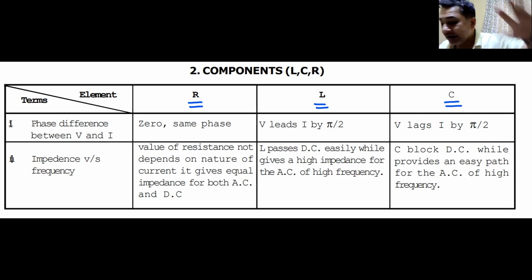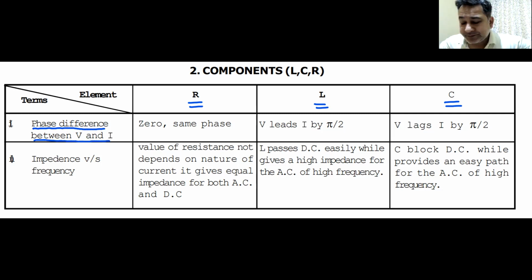Anyways, okay. R stands for resistance, L stands for inductance, and C stands for capacitance. These are the three circuits that we are going to talk about. Now, the difference between AC and DC, as we have seen, is that AC changes its direction, DC does not change its direction. Because of this change in direction, something else also happens, and that is phase difference between voltage and current.